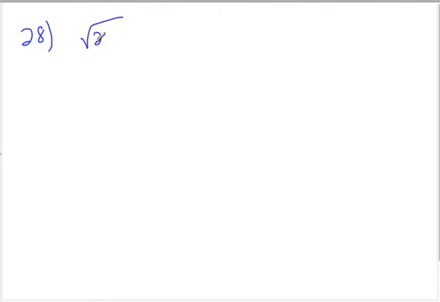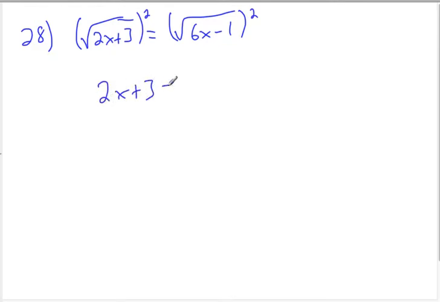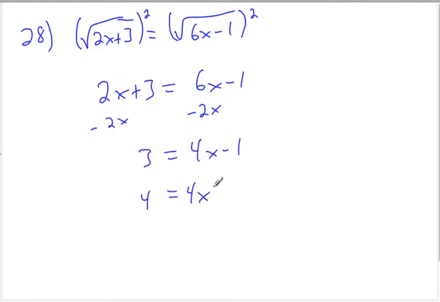Okay, moving on, 28. Root 2x plus 3 equals root 6x minus 1. Well, this looks pretty easy if we just square both sides right off the bat. Bam. We end up with 2x plus 3 equals 6x minus 1. There's no squared variables even. Seems super easy. Minus 2x from both sides, we end up with 3 equals 4x minus 1. We add 1 to both sides, get 4 equals 4x. Divide both sides by 4, and we get x equals 1.